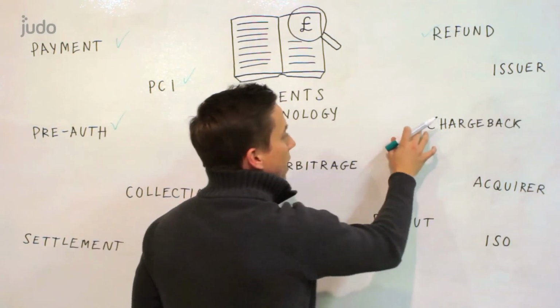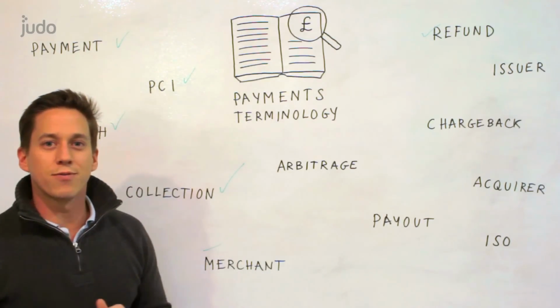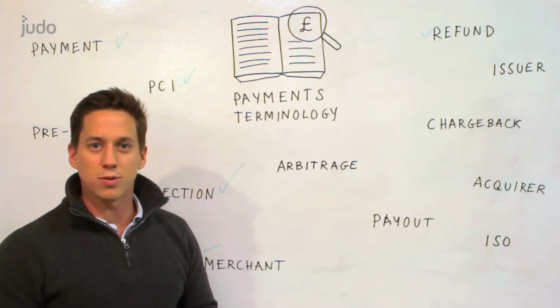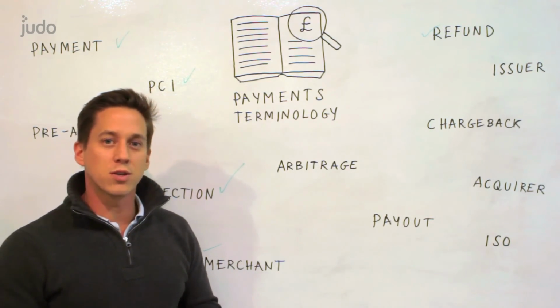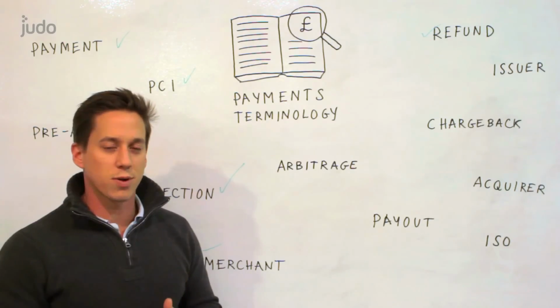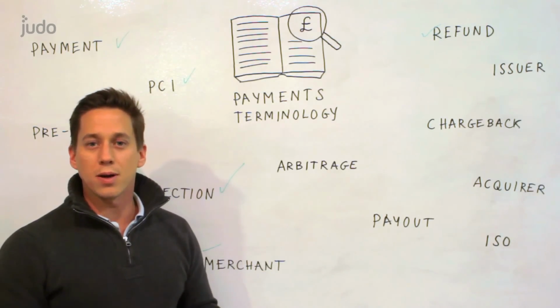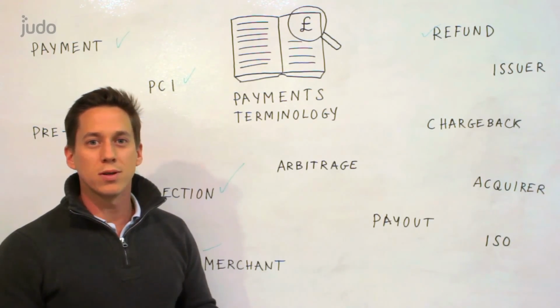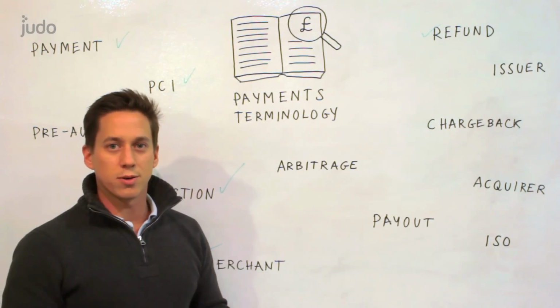Then we have a chargeback. This is something that's an unfortunate nature of doing business with credit cards, but also one of the reasons why Visa, MasterCard, American Express, and the few other smaller card networks are really, really powerful and are unlikely to go away near term.